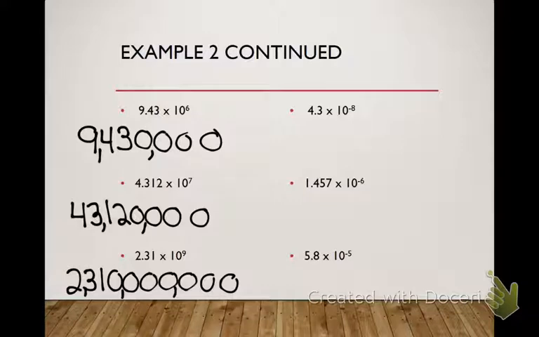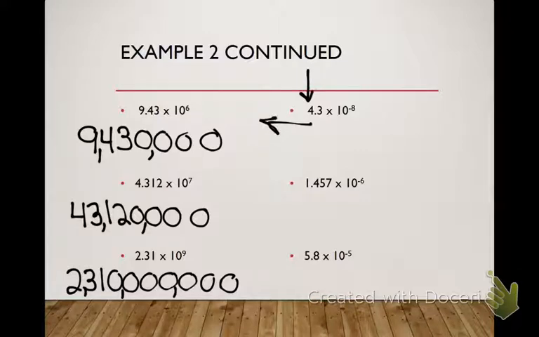So let's think about this logically. If it's a positive exponent, I'm making my number bigger. If it's a negative exponent, I'm making my number smaller, which means I'm moving my decimal the other way, to the left. So I can still count how many decimal places are already there, but you've got to count it on the other side because you're moving the decimal to the left.